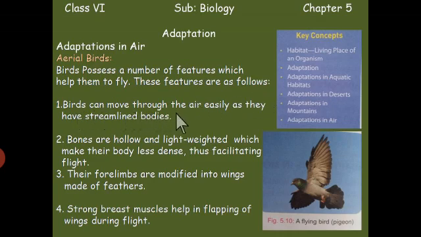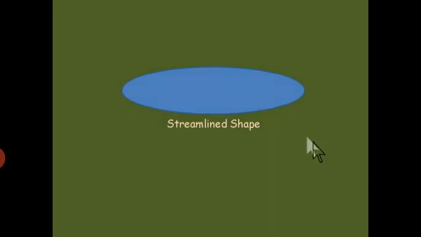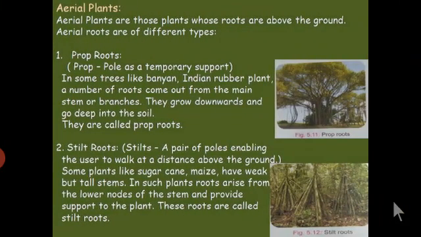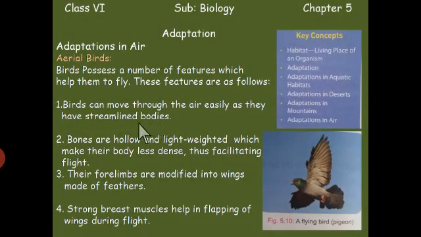Birds can move through the air easily as they have streamlined bodies. We have discussed streamlined shape when we were discussing the adaptations in fishes. Fishes also have a streamlined shape. This streamlined shape in the fishes helps them to move in the water easily, and this type of streamlined shape in the birds also helps the birds to fly and move in the air fast.